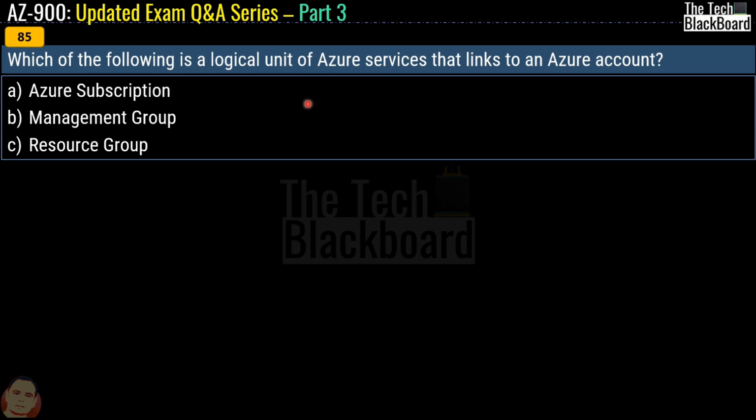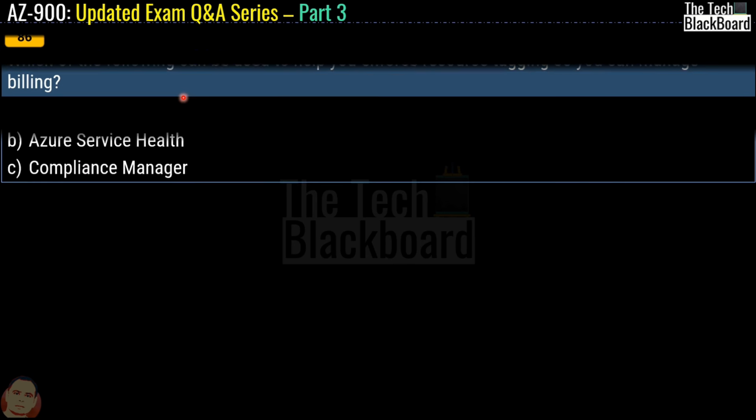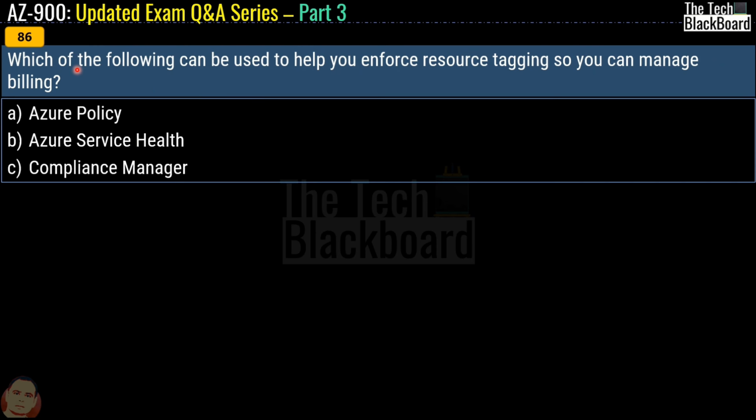Moving on with question number 85, this one says: which of the following is the logical unit of Azure services that links to an Azure account? Options are Azure subscription, management group, or resource group. The correct answer for this question is option A, Azure subscription. And here comes question number 86, which says: which of the following can be used to help you enforce resource tagging so you can manage billing? Your options are Azure Policy, Azure Service Health, or Compliance Manager. The correct answer for this one is option A, Azure Policy.